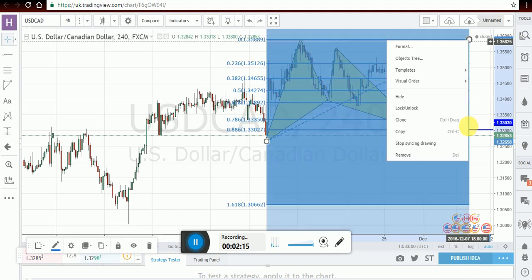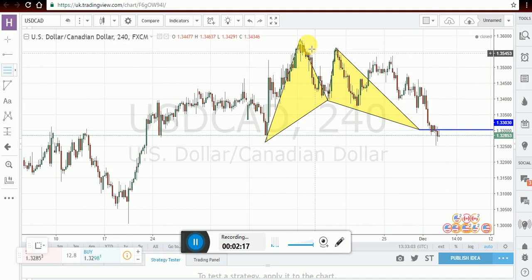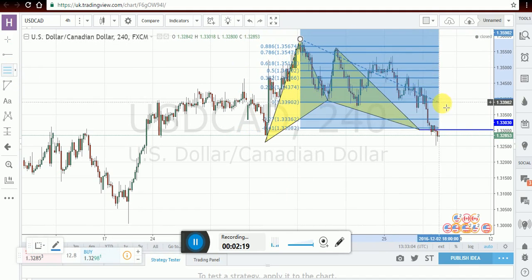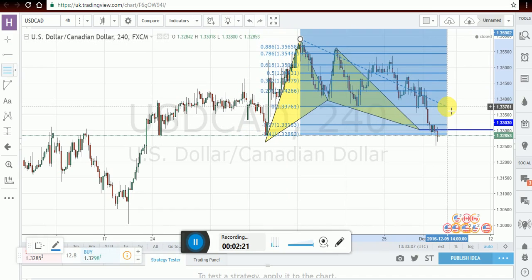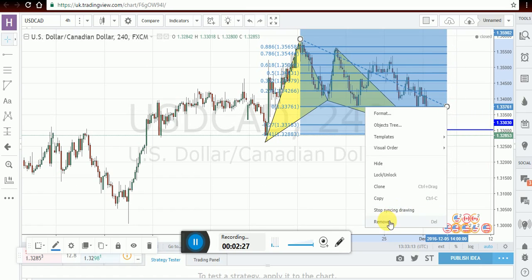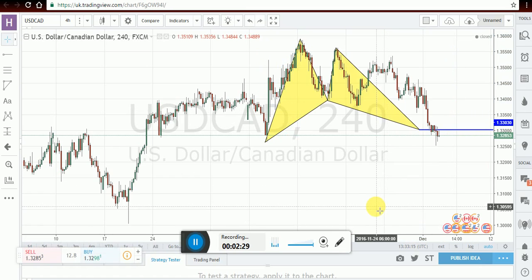If it was a Gartley pattern, you would be looking for your entry around about, I mean, there's not a lot of difference really, just about 10-15 pips from the bat pattern. So if you're looking for a Gartley pattern, that would be your entry point. That's the trade I'm currently involved in.